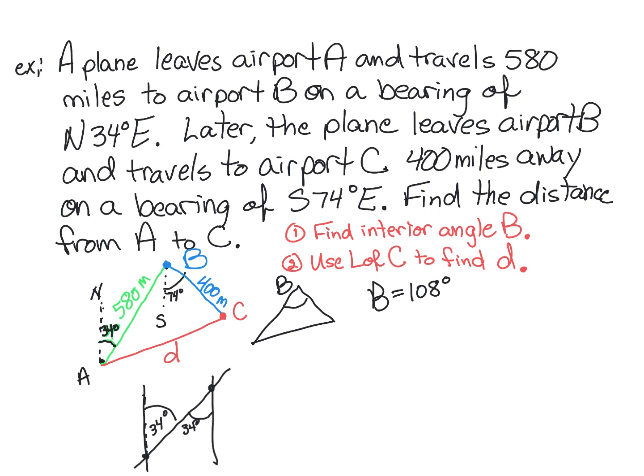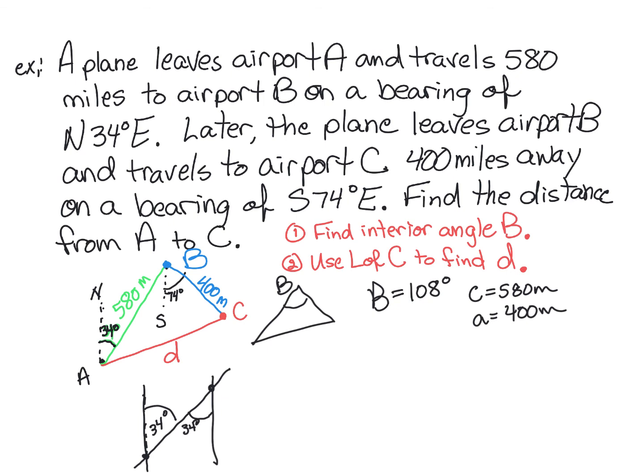All right. Side C is 580. I call it side C because it's opposite of airport C. Side A, opposite airport A, is 400. And we want to find the side that's opposite this angle. I called it D for distance.